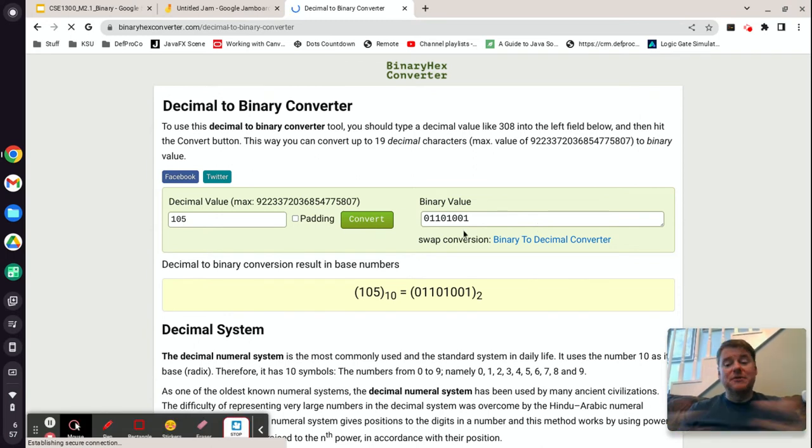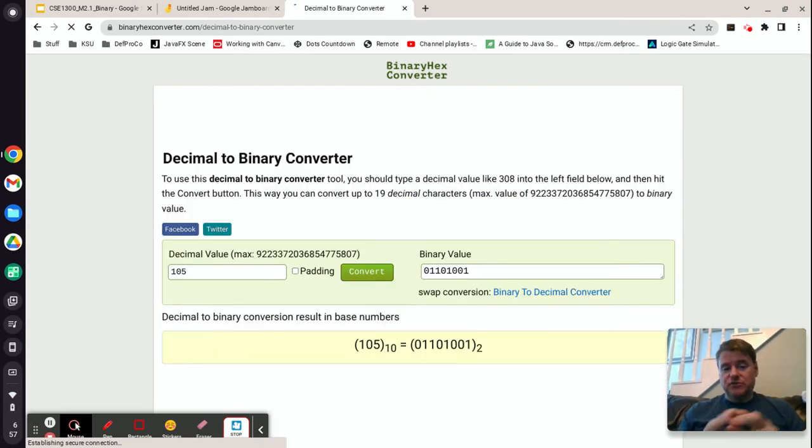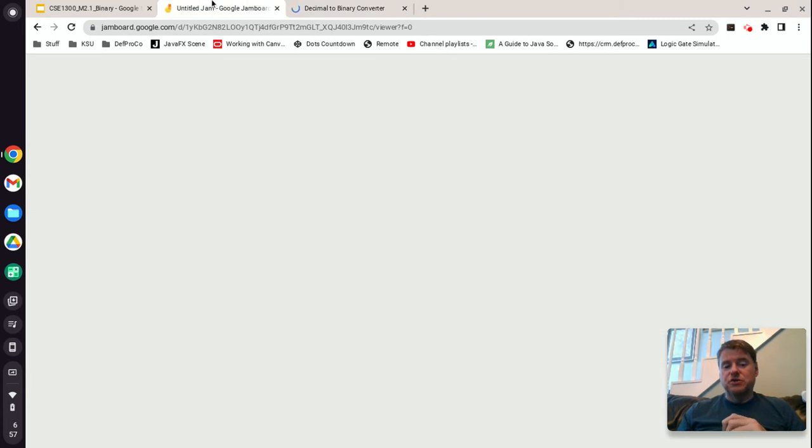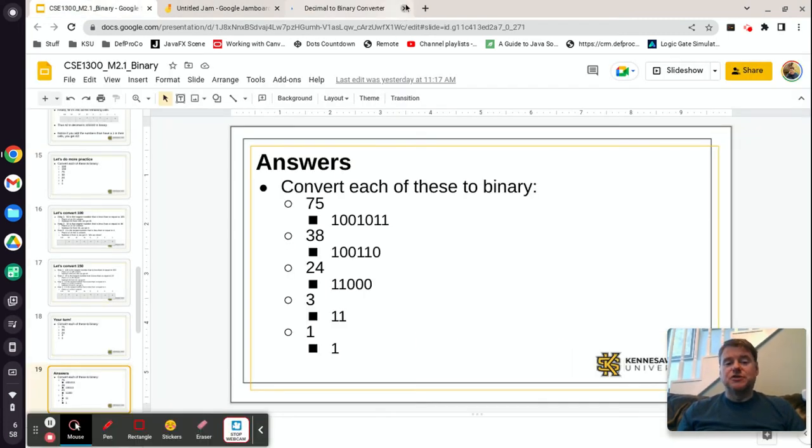So you can make unlimited examples of this. You can test them and make sure that you're getting the right answer. You will have to do this on a quiz or a test. So by all means, make sure that you are familiar with it and you know how to do this, because it is something you are going to have to do for sure. All right, so that is converting from decimal to binary.